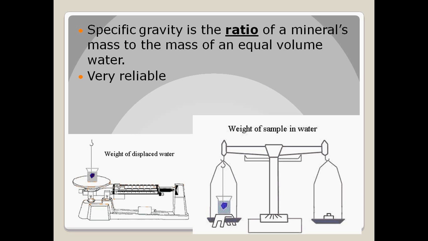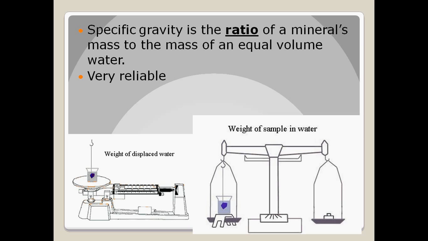Now, another feature that can be used to characterize minerals is specific gravity, and that is the ratio of a mineral's mass to the mass of an equal volume of water. Now, that might sound like a lot of wordy jargon, but what that really means is that if you have 2 mineral solids that occupy the same space, but one weighs more or less, that is the ratio of specific gravity.